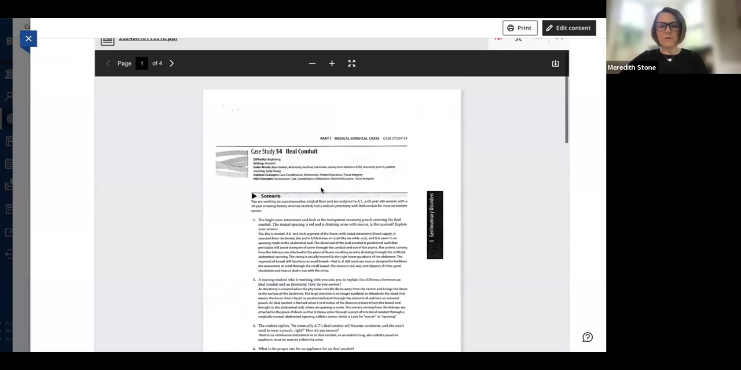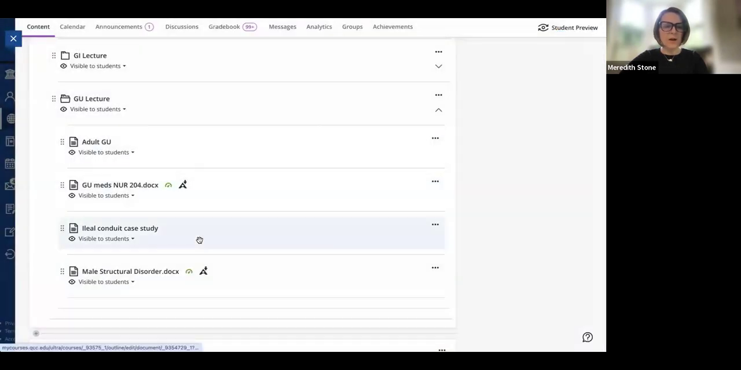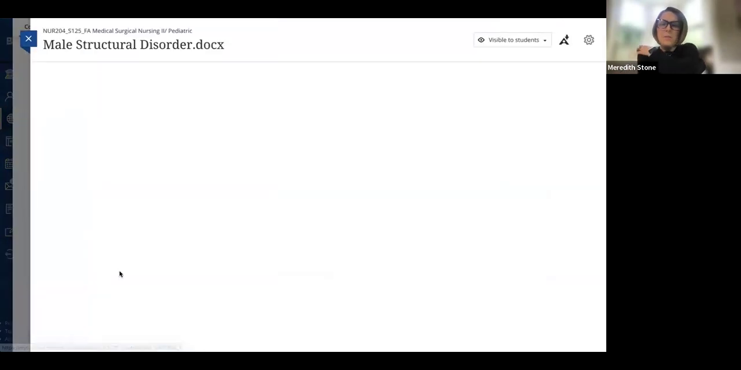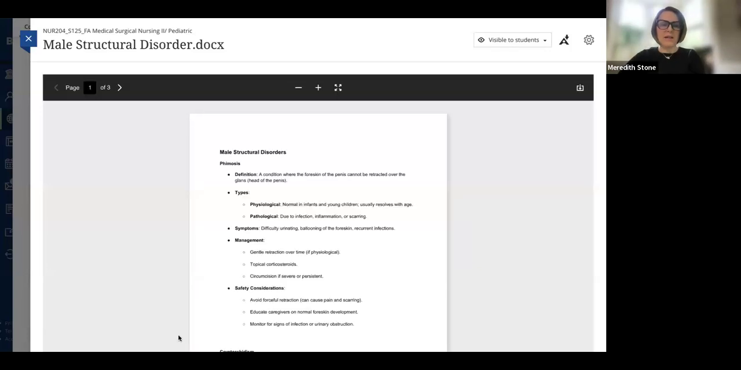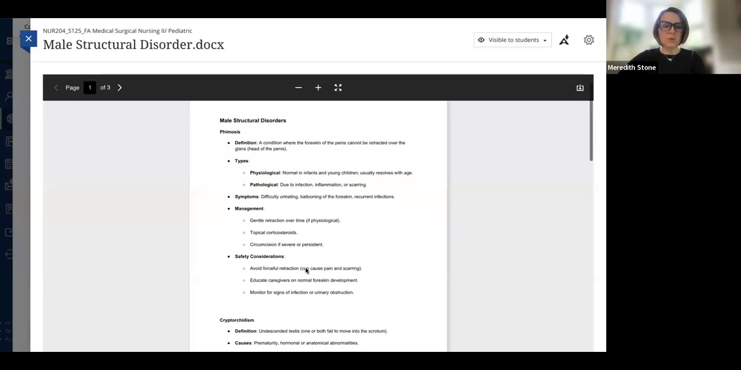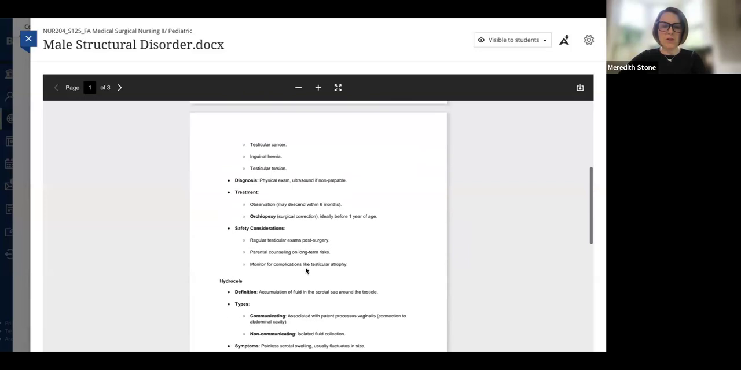This goes over a lot of important points about urinary diversions, which we're going to be talking about. So that is for you as a study tool as well. And the very last thing that I added, it is part of this content, but there's only just one quick slide on it. But I made a little, again, kind of study tool on the male structural disorders, and you're only responsible for those three.